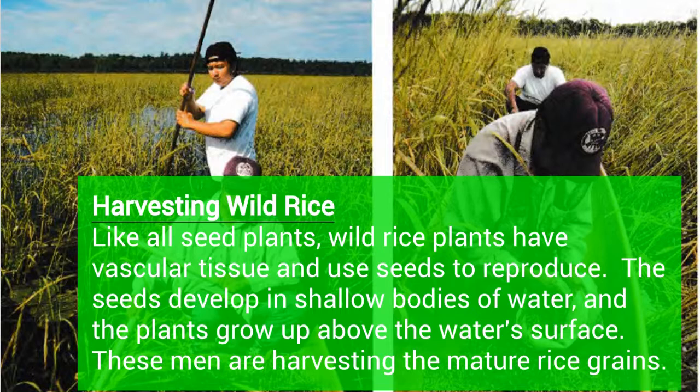Seed plants share two important characteristics. So these are very important. They have vascular tissue and they use pollen and seeds to reproduce. In addition, all seed plants have body plans that include roots, stems, and leaves. So, like seedless plants, seed plants have complex life cycles that include the sporophyte and the gametophyte stages. In seed plants, the plants that you see are the sporophytes. The gametophytes are microscopic.